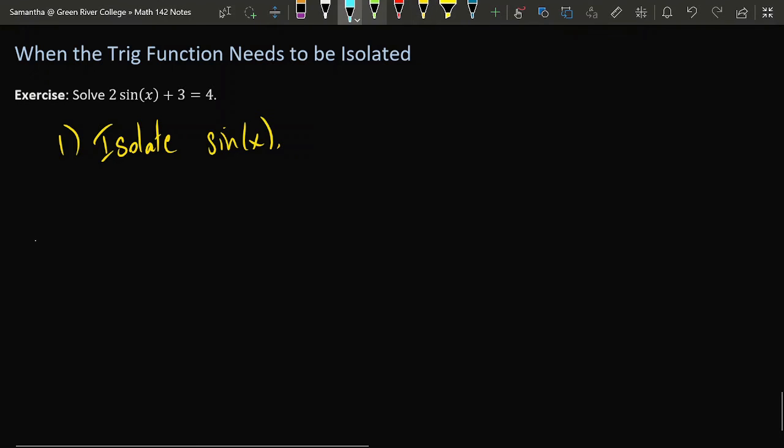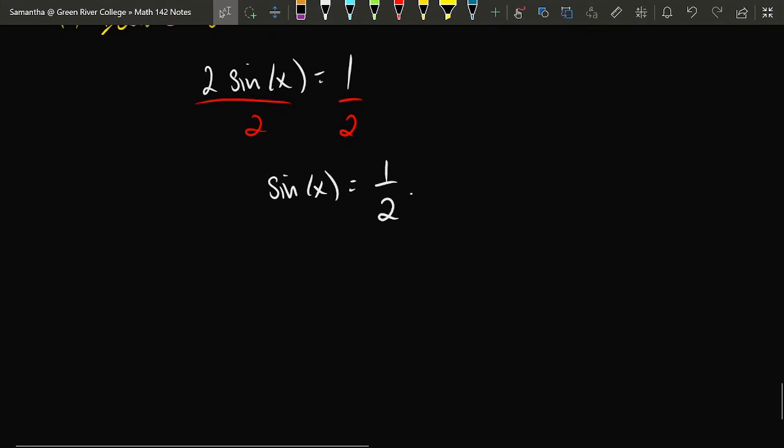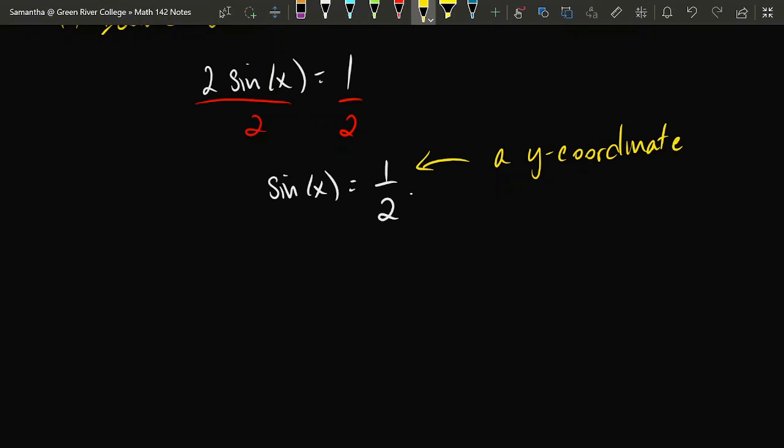So to that end, the first thing that I'm going to do is get rid of that added 3, and that leaves me with 2 sine x equals positive 1, and then to eliminate the 2, I will divide it out, and this leaves me with sine of x is equal to 1/2. Now, sine of x equals 1/2 is a little bit special, and is different from sine of x equals 1/12. And that's because 1/2 is actually a y-coordinate on our unit circle reference image.